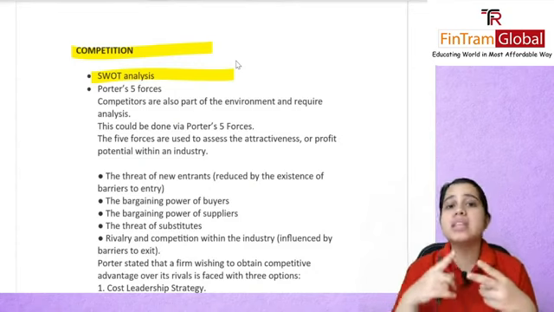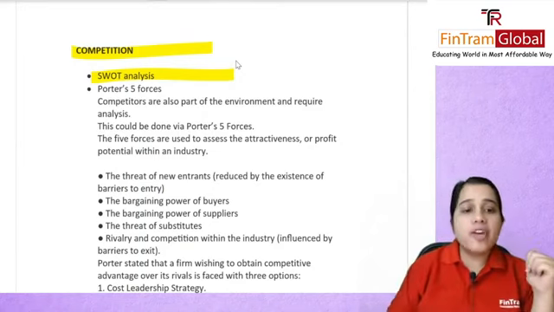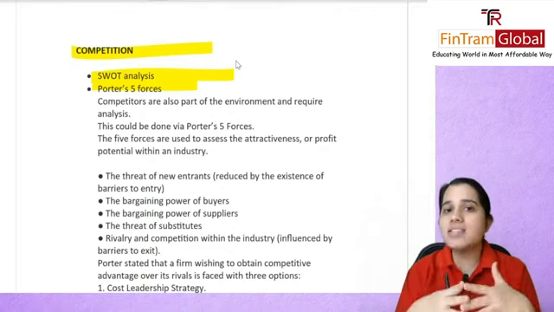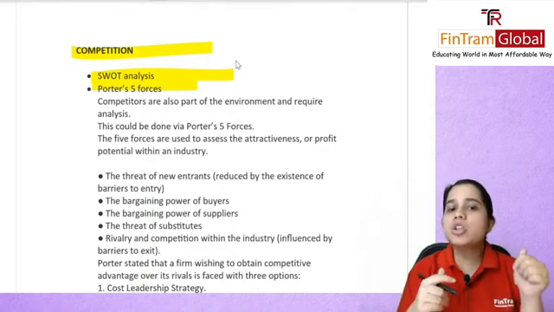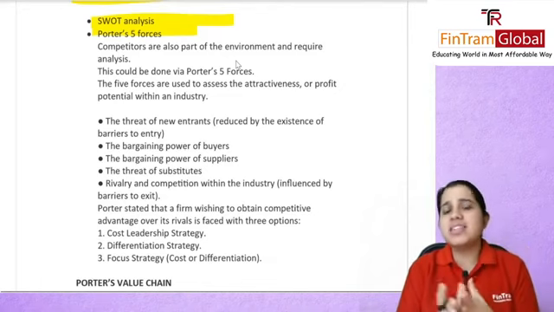What are the strengths, weaknesses, opportunities and threats for that company? Porter's 5 forces: here, your competitors are also part of the environment and will require some analysis. This can be done by using your 5 forces. What were these 5 forces? Basically, you will see how attractive that industry is.